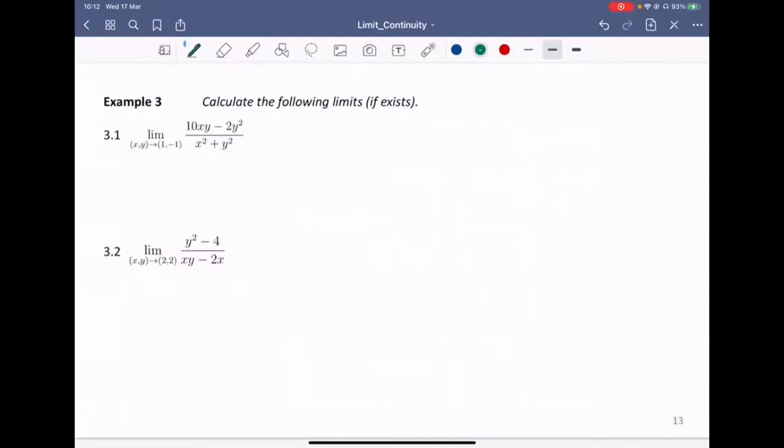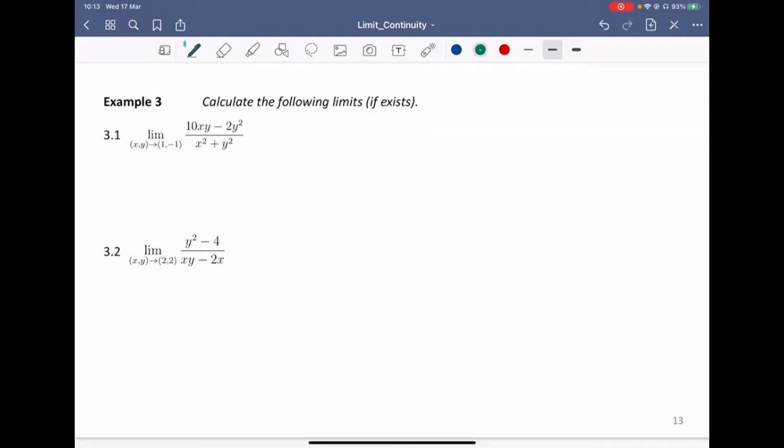Example 3. We're going to calculate the following limits. These 2 are easy. So let's start from 3.1. We have the limit of (10xy minus 2y squared) over (x squared plus y squared), where x, y goes to 1, comma, -1.